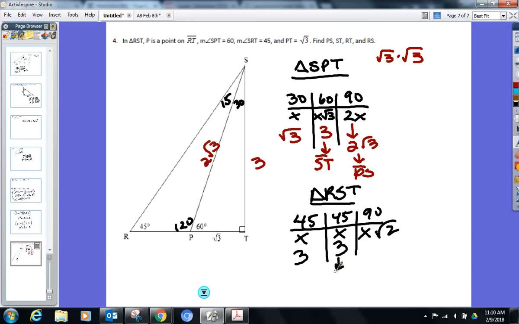RT. And then I multiply it by radical 2. Name the side across from the 90 in triangle RST. RS. So I found all 4 values there. Anything else from the homework? Okay, go ahead, Amy.